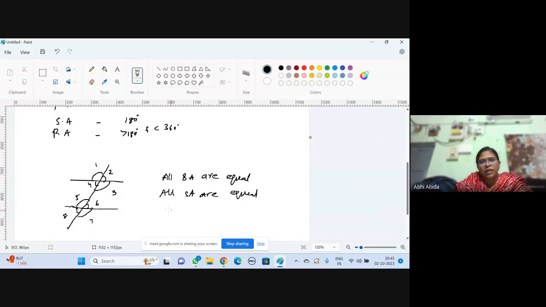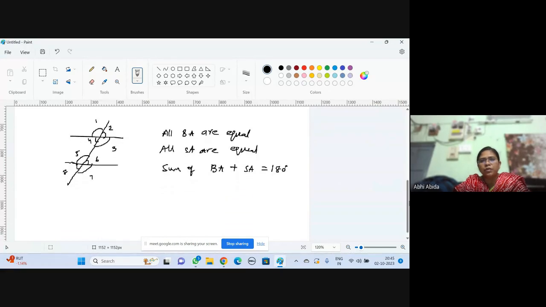And the sum of any big angle plus any small angle will be equal to 180 degrees. This is a simple technique that will help you solve questions regarding the angles pattern. All big angles are equal, all small angles are equal. If we sum up any big angle and small angle, it will be equal to 180 degrees.